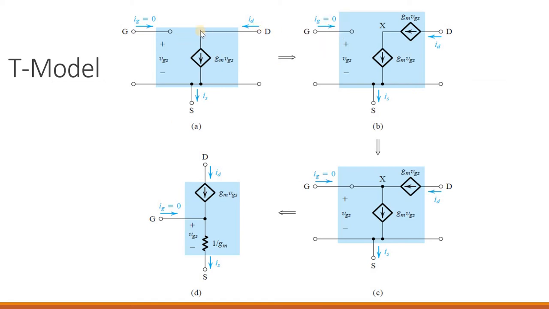So what they have done is they have included an extra node here, labeled X, and they have included a current source here. That is the same as this current, the same current. They have included one node here, X.